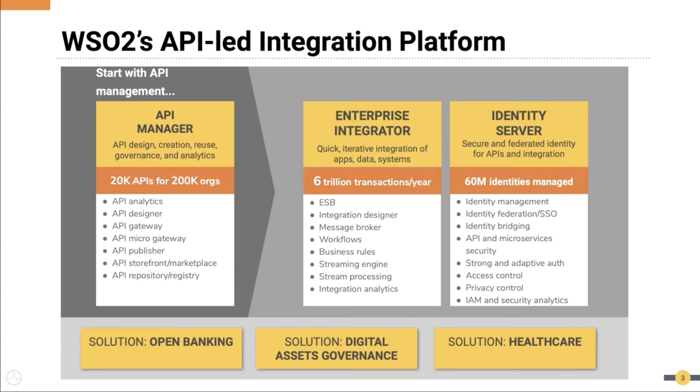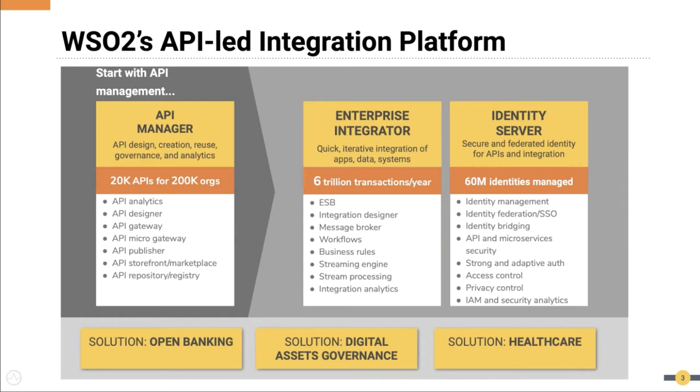And Identity Server is the other product, which, as its name implies, is used for identity and access management scenarios. You can use that for single sign-on functionality for your web applications and mobile applications, and it can do more on things like access control and privacy control, to achieve multi-factor authentication for your applications and so forth. So these are the primary products that WSO2 has in its portfolio. These are the horizontal solutions.